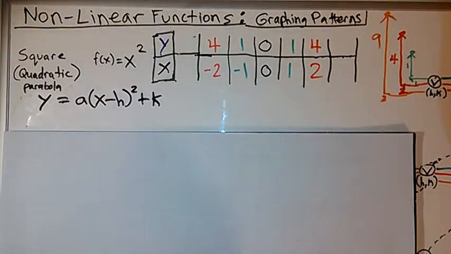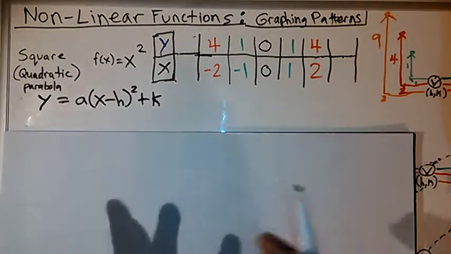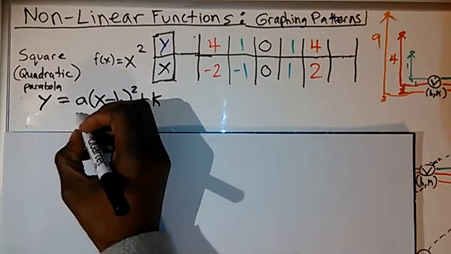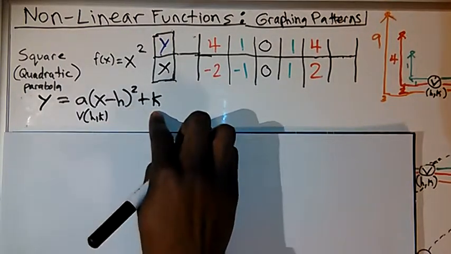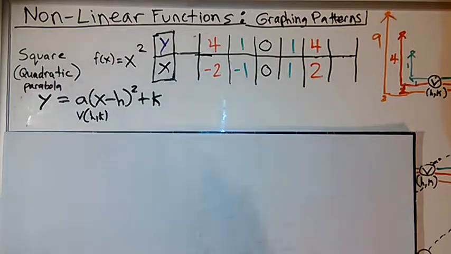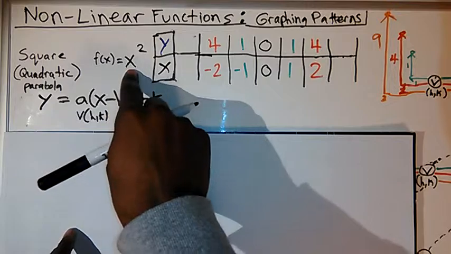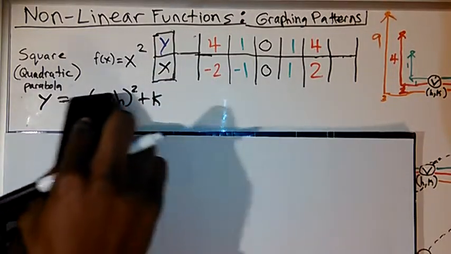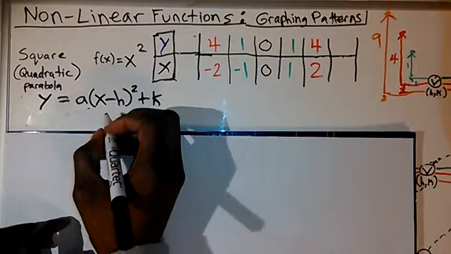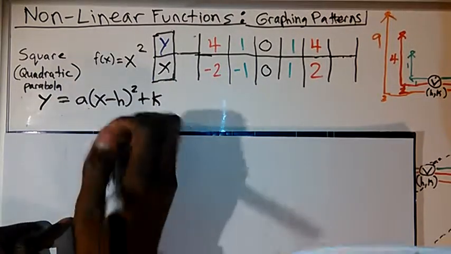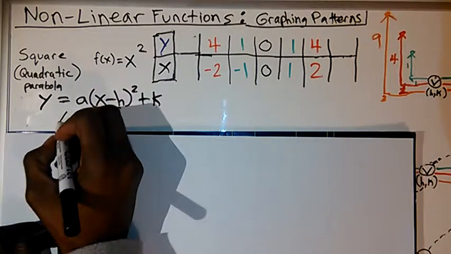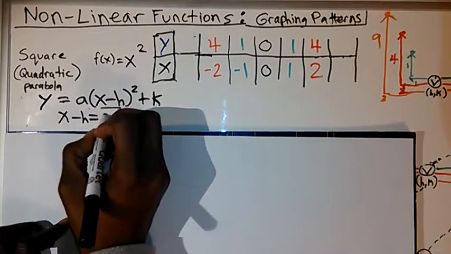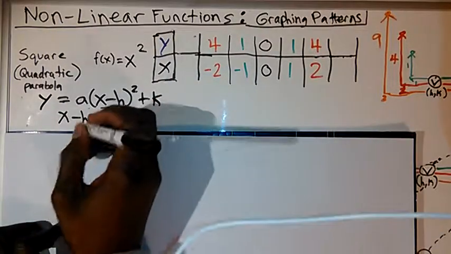But how do we get to the vertex? The vertex is the point where we start: V equals h, k. In order to get to the vertex, we take the x minus h and make it equal to 0. Then we solve for x.